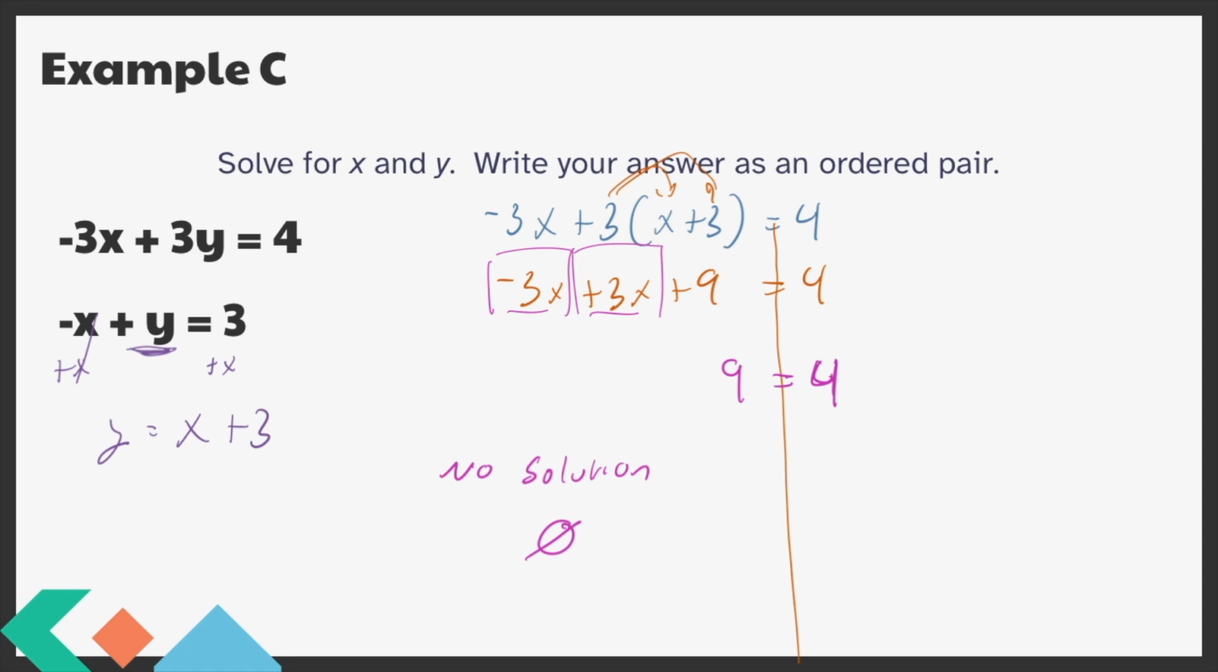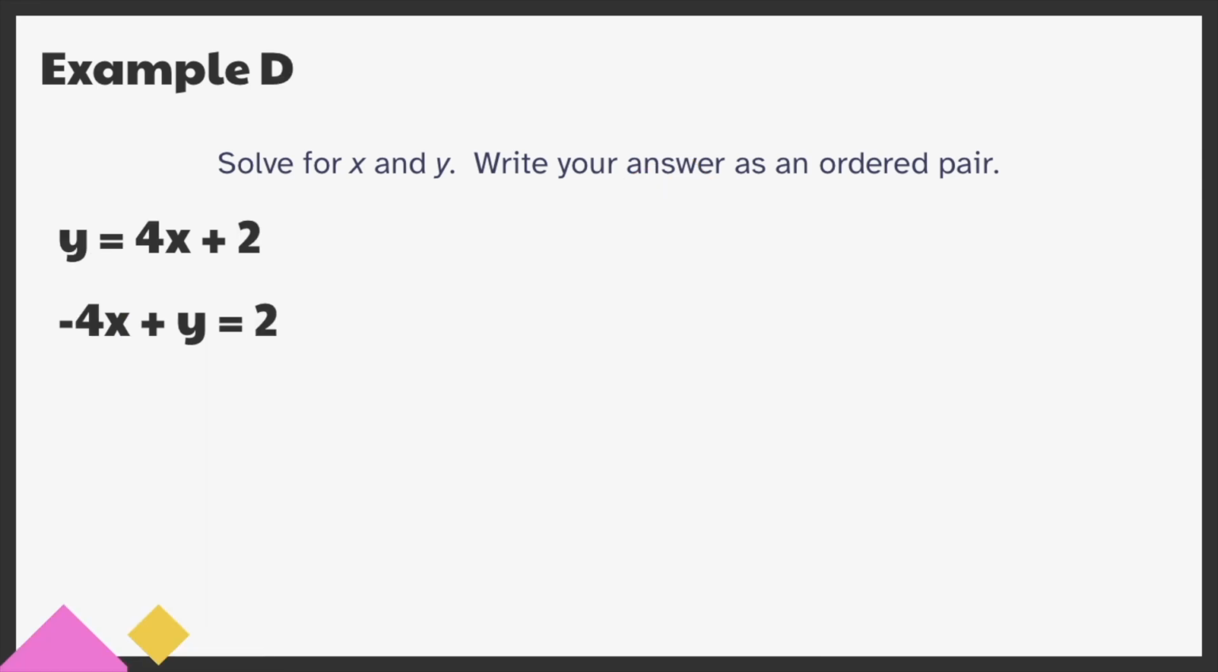Now let's take a look at the last example. Here we are at example D, and again, same deal. We're solving for x and y, and we're writing our set as an ordered pair. This time the good news is y is already isolated here, so we don't have to worry about doing anything with that, so we can just plug it right in. So we've got negative 4x, substituting 4x plus 2 for y, and then equals 2.